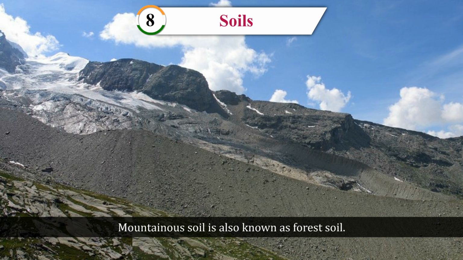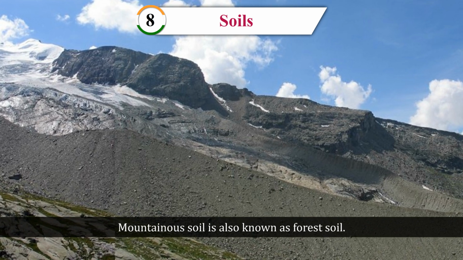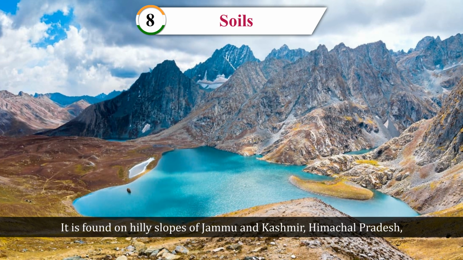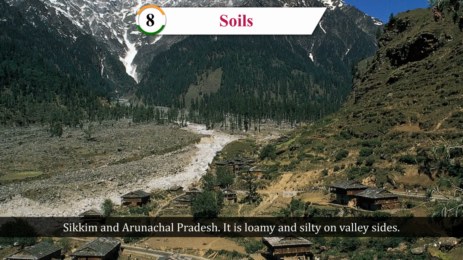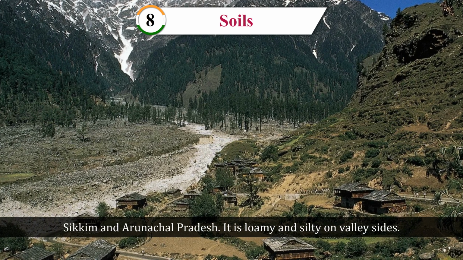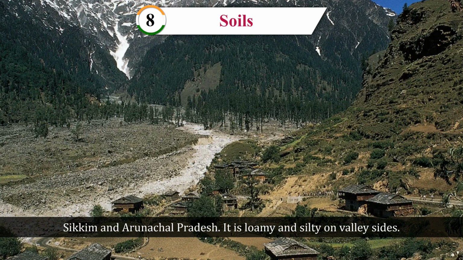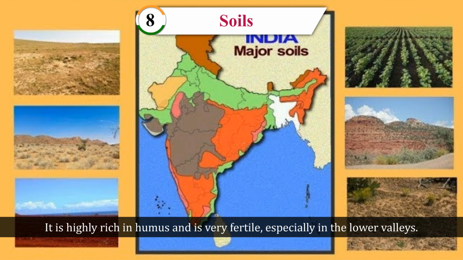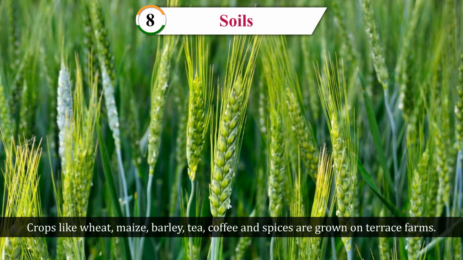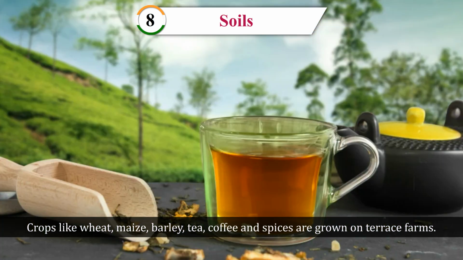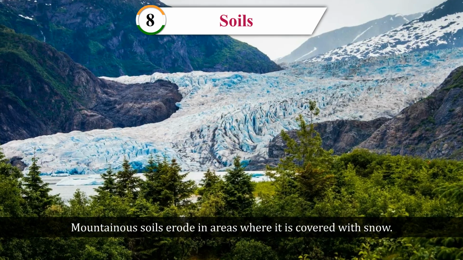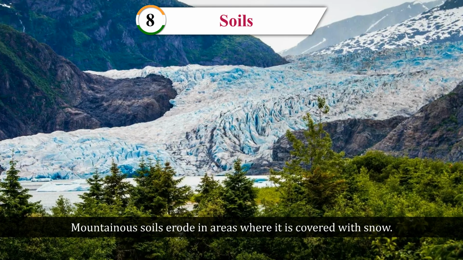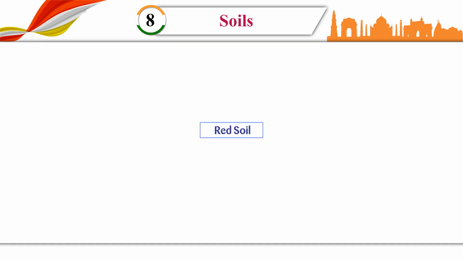Mountainous soil. Mountainous soil is also known as forest soil. It is found on hilly slopes of Jammu and Kashmir, Himachal Pradesh, Sikkim and Arunachal Pradesh. It is loamy and silty on valley sides. It is highly rich in humus and is very fertile, especially in the lower valleys. Crops like wheat, maize, barley, tea, coffee and spices are grown on terrace farms. Mountainous soils erode in areas where they are covered with snow.